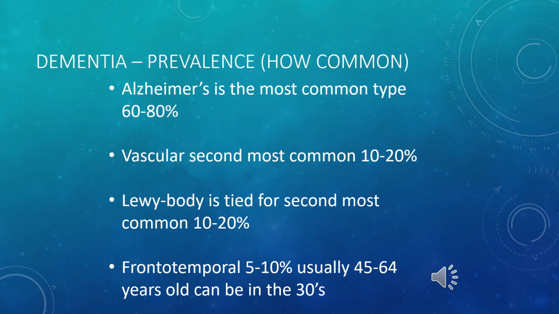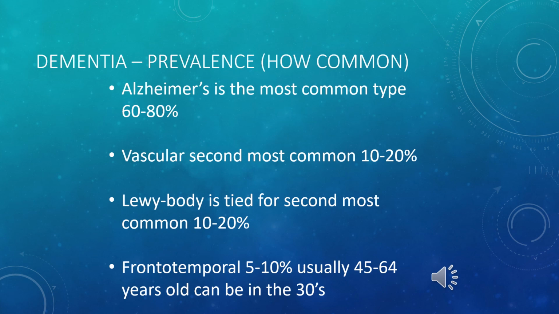Now, the second type was actually tied. Vascular dementia was listed as the second most common type, followed by Lewy body dementia, which was tied for the second most common type.